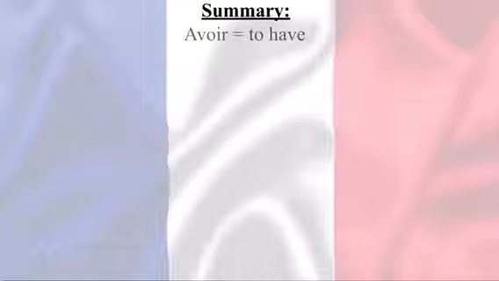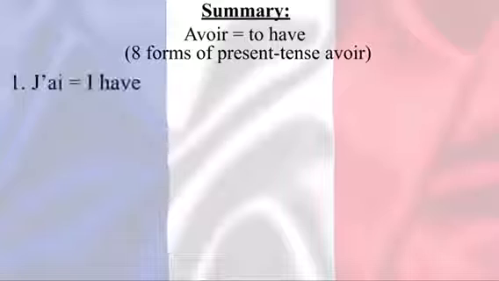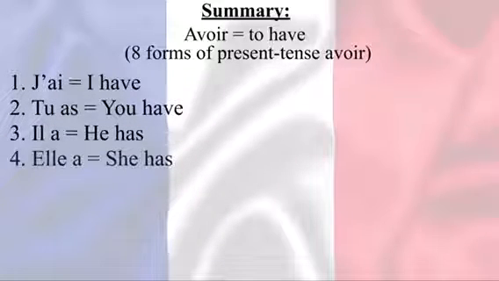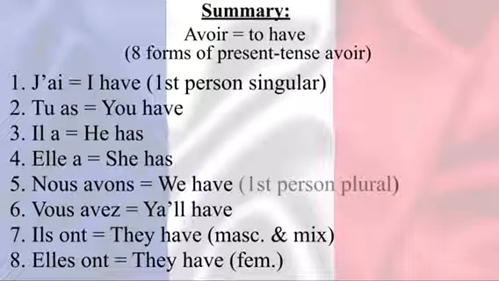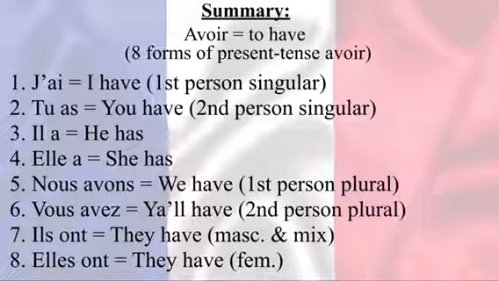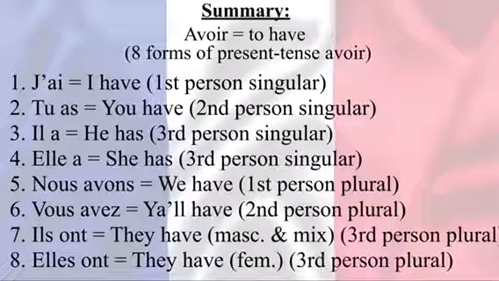Now let's summarize. Avoir means to have. There are 8 forms of present tense avoir. J'ai, tu as, il a, elle a, nous avons, vous avez, ils ont, and elles ont. J'ai and nous avons are first person, but j'ai is singular and nous avons is plural. Tu as and vous avez are second person, but tu as is singular and vous avez is plural. Il a, elle a, they're both third person, singular. Ils ont and elles ont, they're both third person, plural.